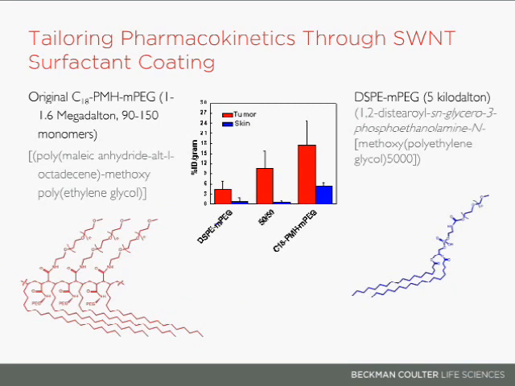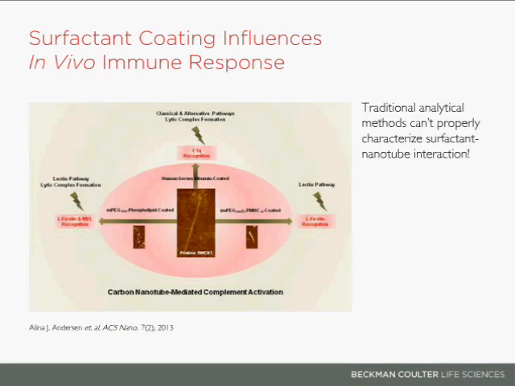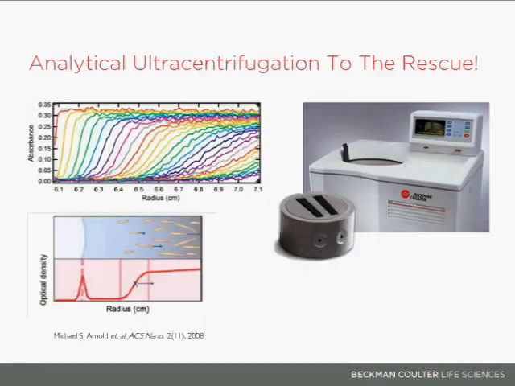Traditional analytical techniques cannot analyze this, but AUC came to the rescue, so to speak, to analyze the carbon nanotube and surfactant interaction, first shown in this paper by Arnold et al. in ACS Nano. The first step, though, was to do some preparative fractionation of the carbon nanotubes. And this is a key with working with AUC, as we'll get into.